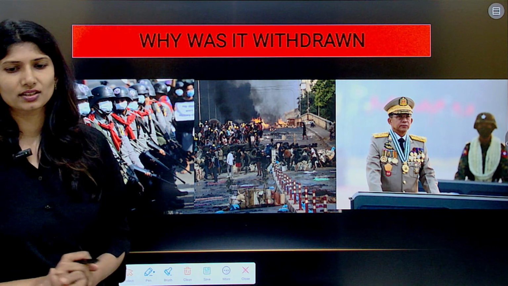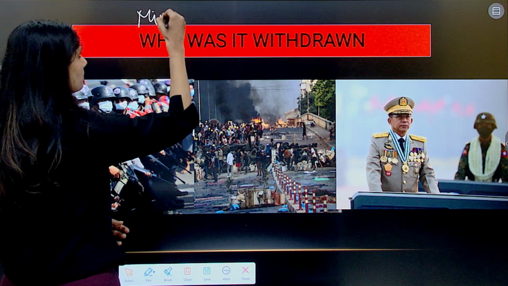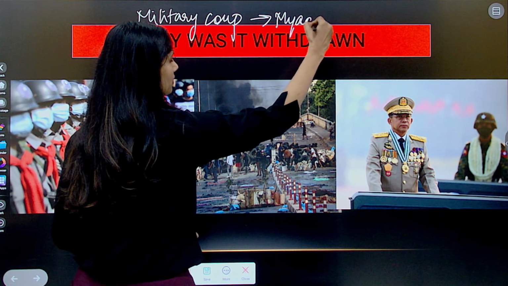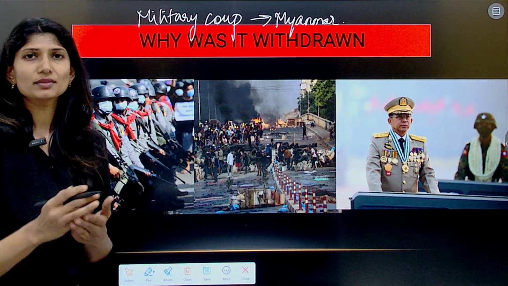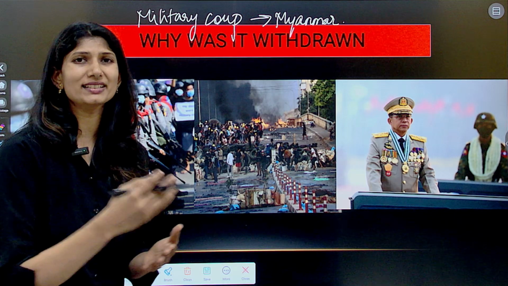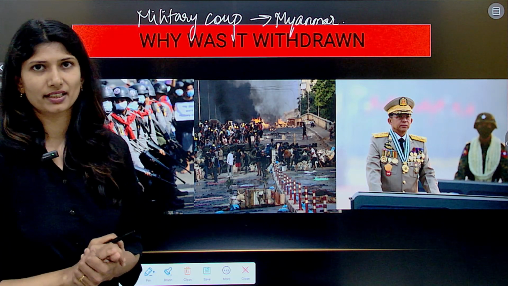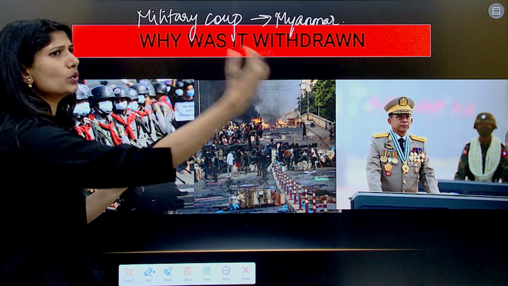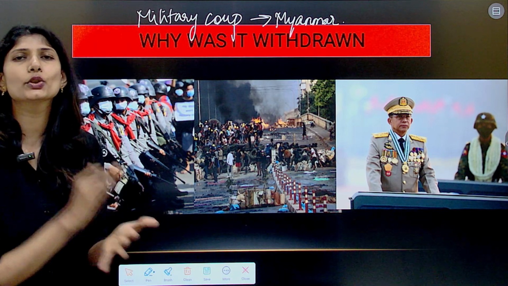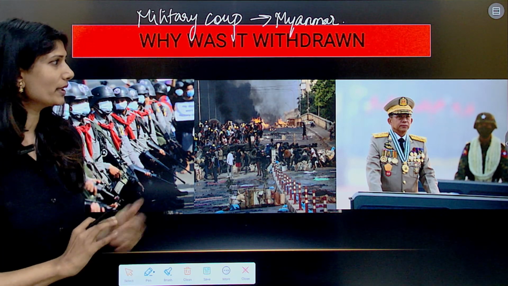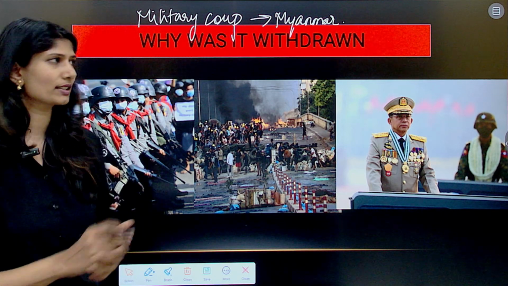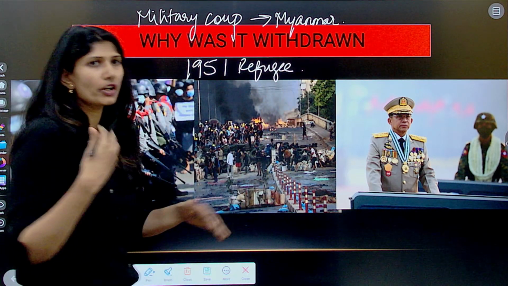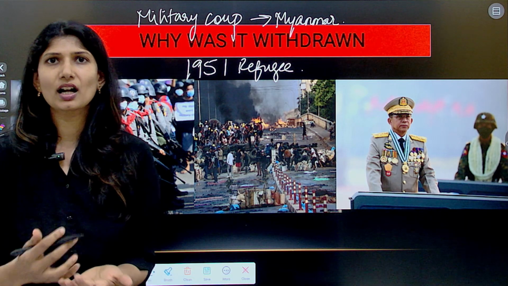The main reason is the military coup of Myanmar, where the Myanmar military overthrew the democratically elected government. So, a military coup happened, which led to what? A huge number of refugees coming into India. Now, India is not a signatory to the 1951 Refugee Convention, nor do we have any formal acts with regard to refugees.